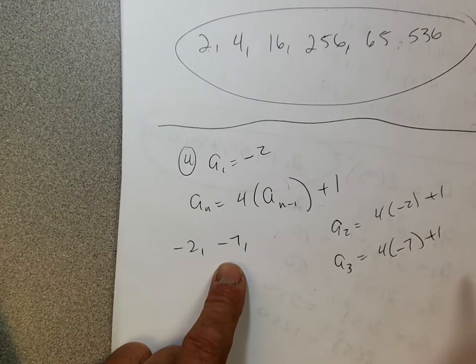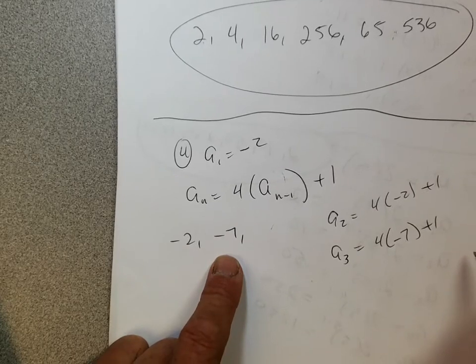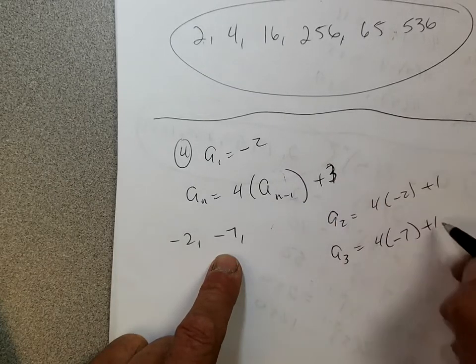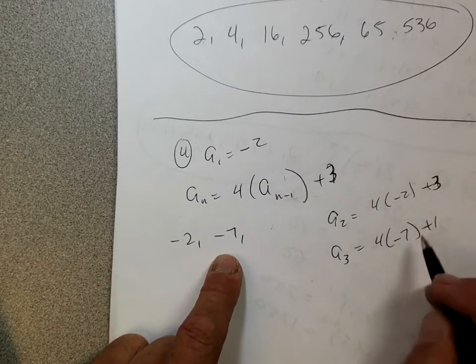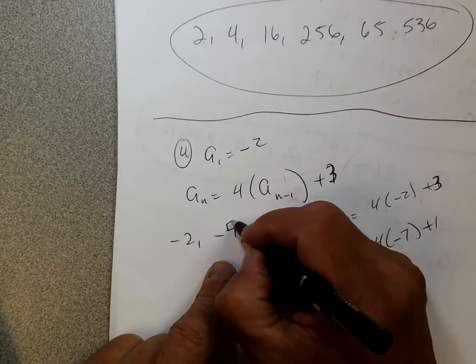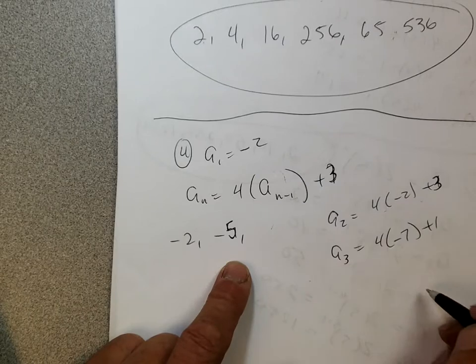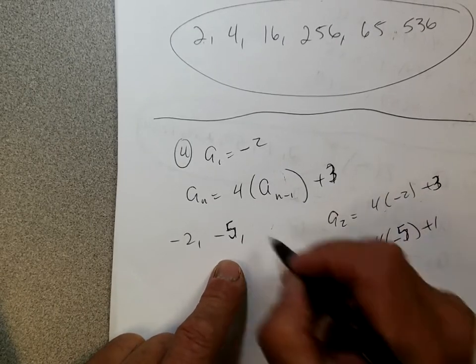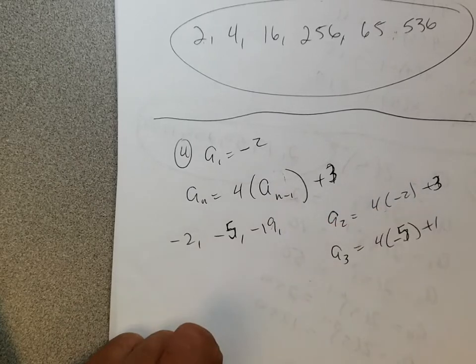Mr. Davies, shouldn't it be plus 3? Oh, Katie, thanks for helping me find my dumb mistake. Plus 3, that changes a few things. So negative 8, plus 3 is negative 5. Thanks, Katie. Negative 5. Negative 20, which makes negative 19. Thanks, Katie.